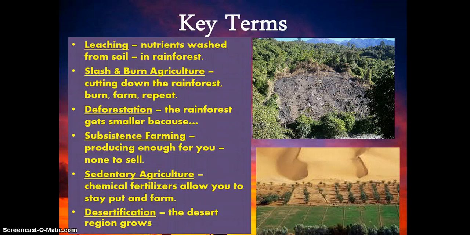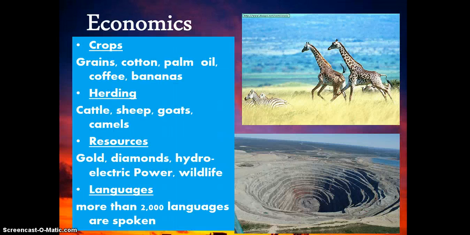And then desertification. If you look at the two pictures to your right there, the top one being deforestation and the bottom one being desertification, you can see the desert region taking over parts of Western Africa and the Sahel, where once you had towns, now you just have desert. And so that's an issue as well.